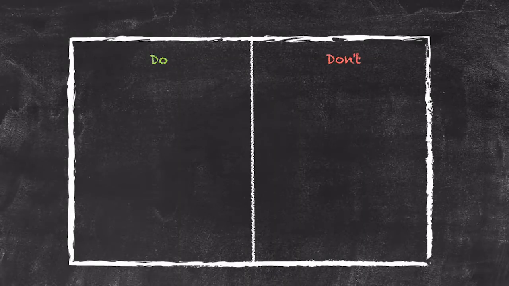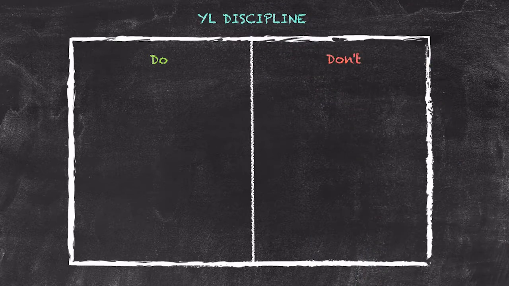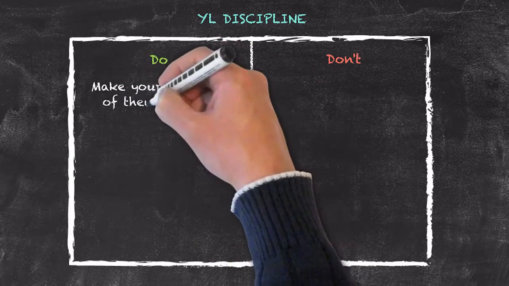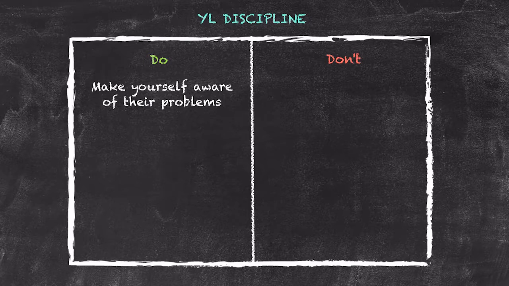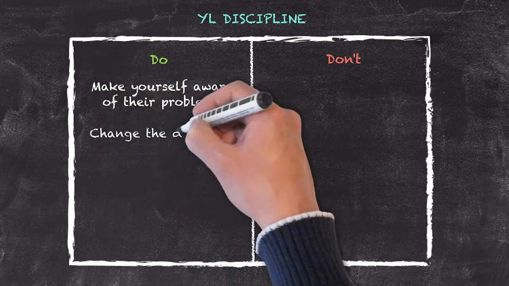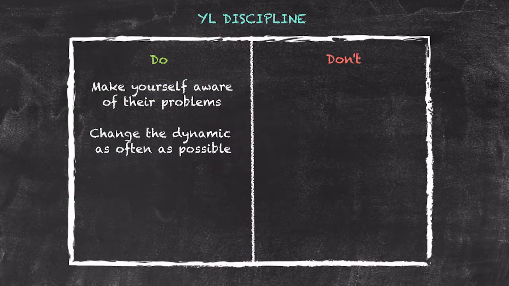So finally in this section, just some ideas around the discipline within young learners groups. Again, some things to do and some things not to do. Firstly, try to make yourself aware of any problems that they do have, either within school or outside of school, because they can affect the way that they're going to learn. You need to change the dynamic of the classroom as often as possible, and this can relate to the actual seating arrangement within the classroom, who they work with in terms of pair work, or who they work with in terms of groups. So try to change that dynamic as often as you can.